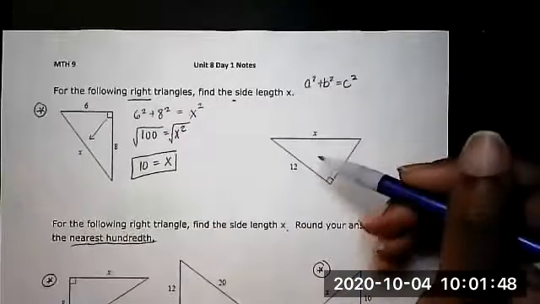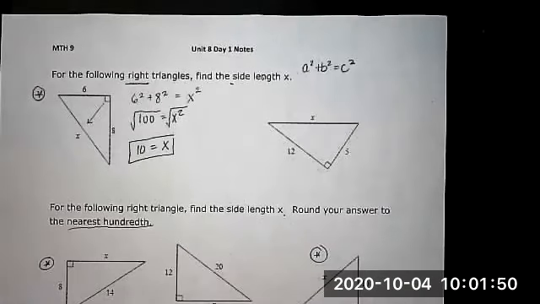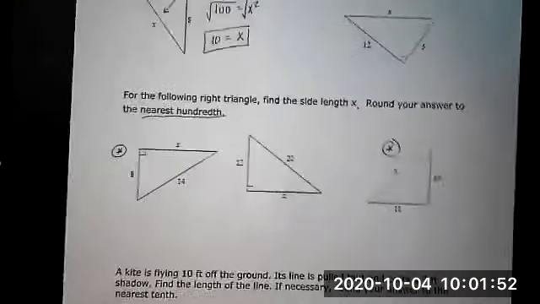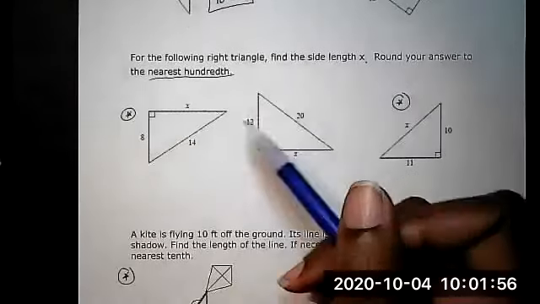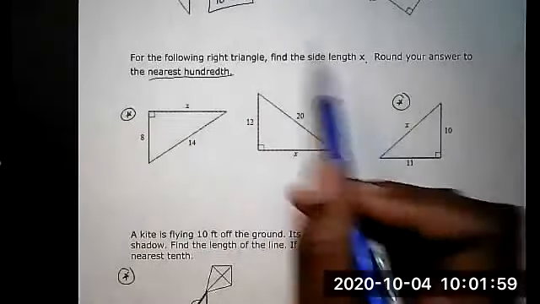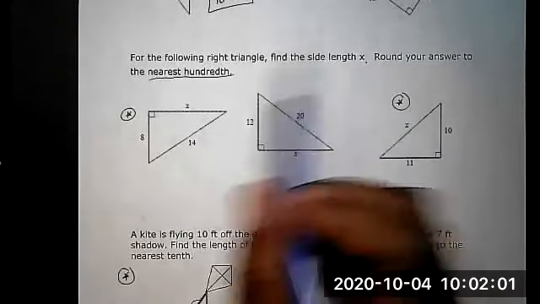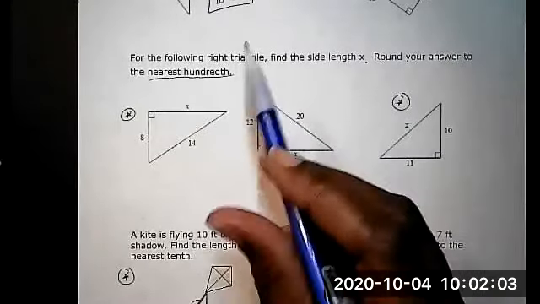I think you can handle this one on your own. Make sure you look at the key to get the answer for that one. All right, let's go down to this one. It says for the following right triangle, find the side x. Again, we don't want x squared, we want x. Round your x to the nearest hundredth, so you know you're probably going to have some decimals going on there.